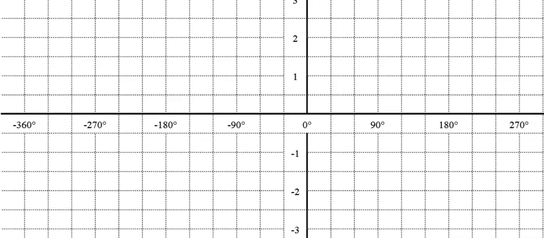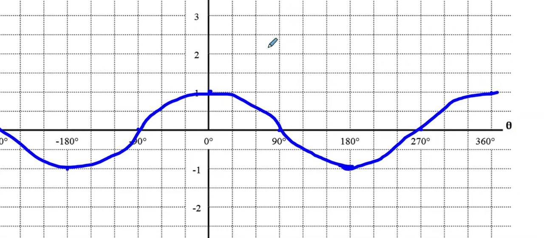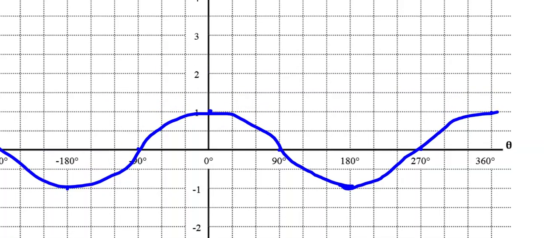Again, you need your 5 points for cosine. It starts at its high point at 1, hits the theta axis at 90, low point at 180, back to the theta axis at 270, and high point at 360. So there's your 5 points. Okay, so there is your cosine wave.